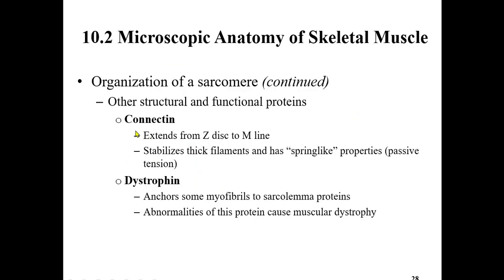All right, so connectin was already mentioned. Okay. Now the other one I want you to know for disease purposes is this one down here called dystrophin. This is the one that is damaged when someone has muscular dystrophy.